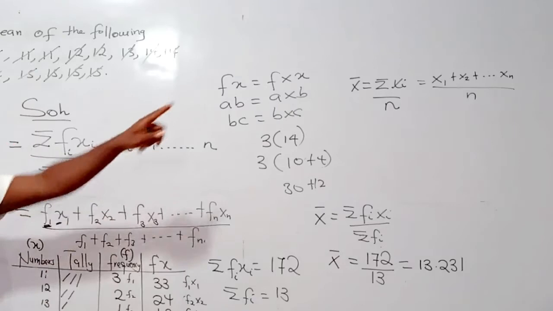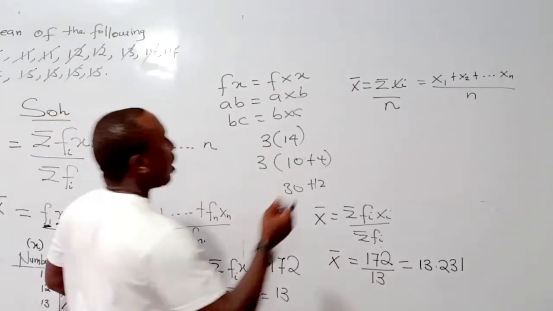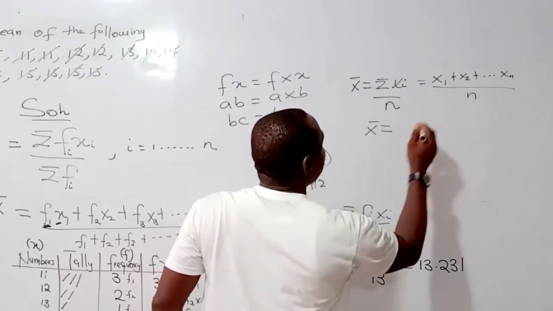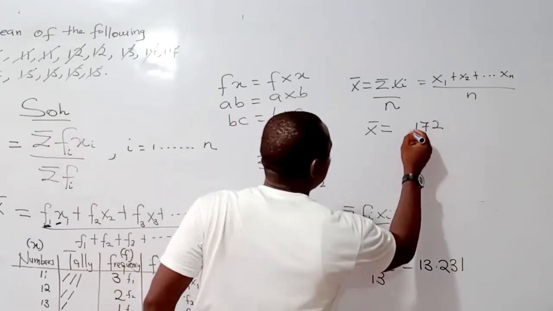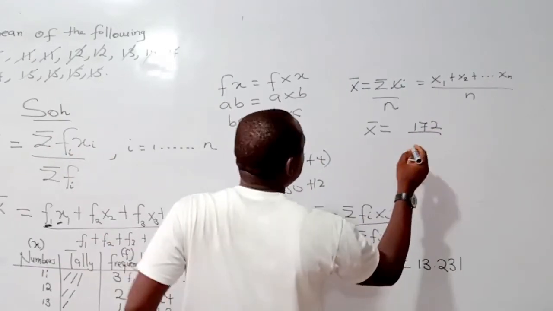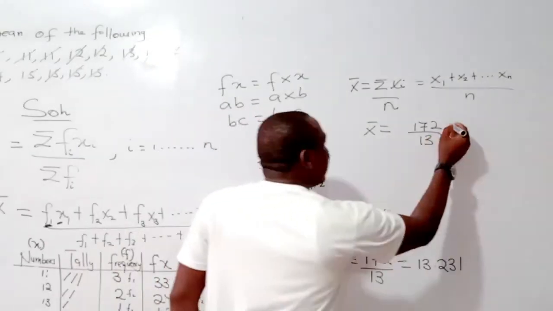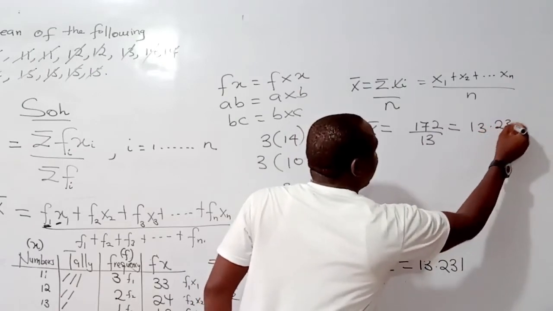The meaning is that you just add all these observations straightforward. When you add them, your x bar will be equal to, by adding them, you still get your 172 divided by your n, and that n here is 13, which is equally 13.231.